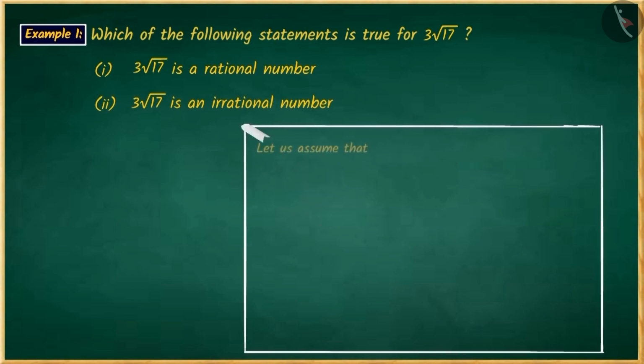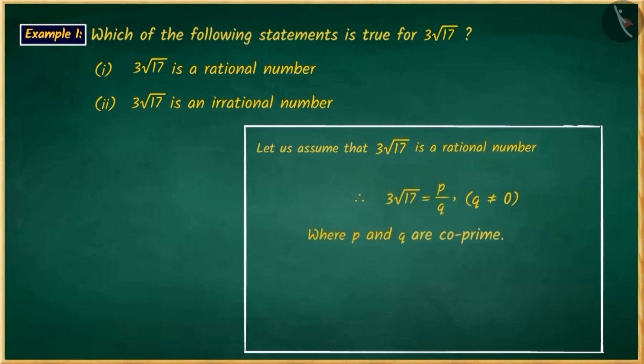Let us first assume that 3 square root 17 is a rational number. So, we will write it as follows, p upon q, where p and q are co-prime numbers, and p and q have no common factors other than 1.